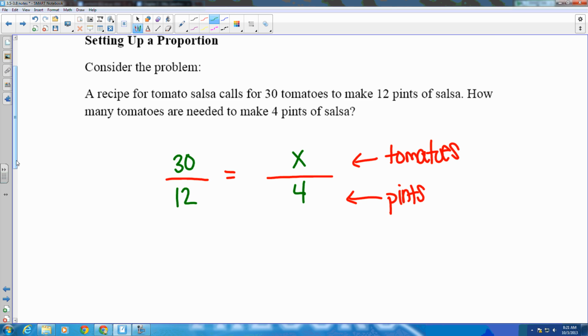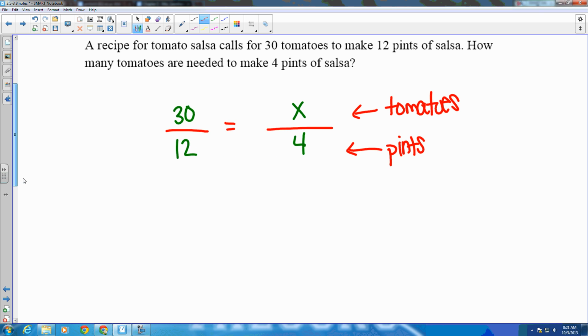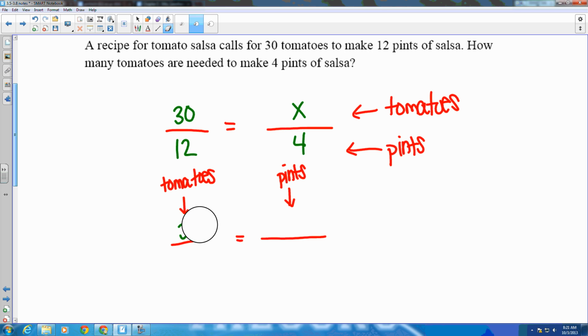I'm going to show you the other way before we solve it out. The other way to do this is to have each ratio just be one different label. So tomatoes goes on the same and pints goes on the other. So 30 tomatoes. Let's undo that. Let's put the variable on top. Like I mentioned earlier, we do want to do that. So we're going to have x on top with 30 on the bottom. And then horizontally they have to match. So x goes with 4 and 30 goes with 12.